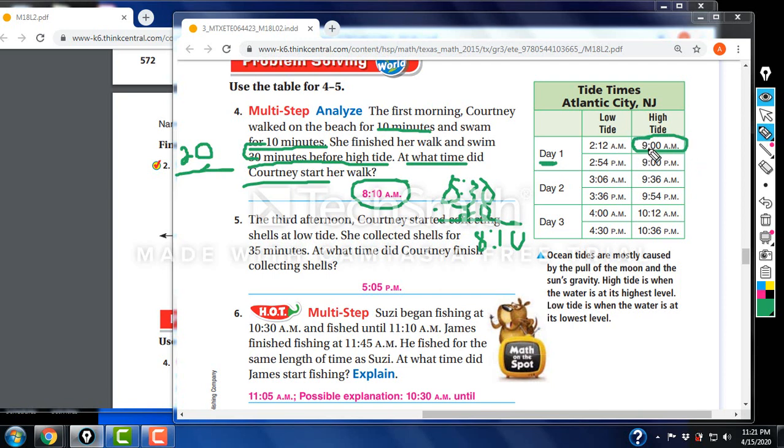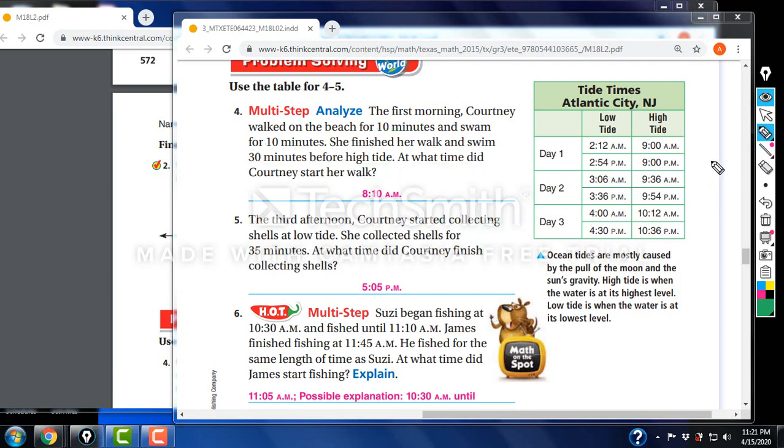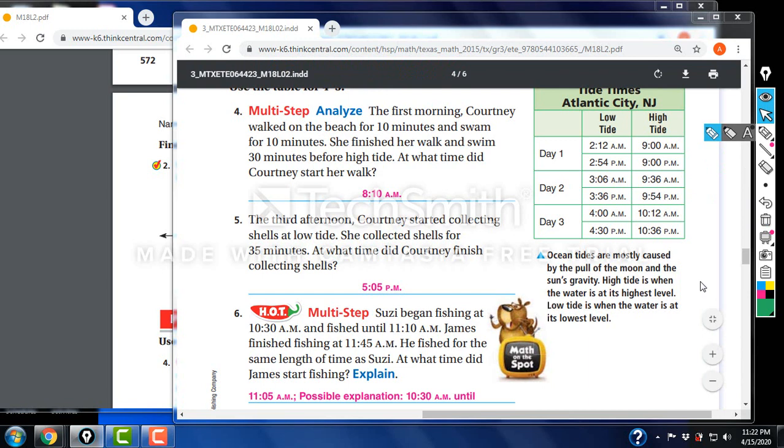30 minutes before this, and I got my clock here. Again, I like to have my clock. If this is 9 AM here, 30 minutes before, it'll fall here at 8:30. And then I subtract the 20 and I'll fall here at 8:10. So again, you're going to have different ways of visualizing this.